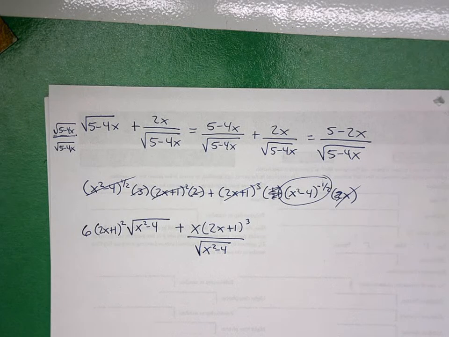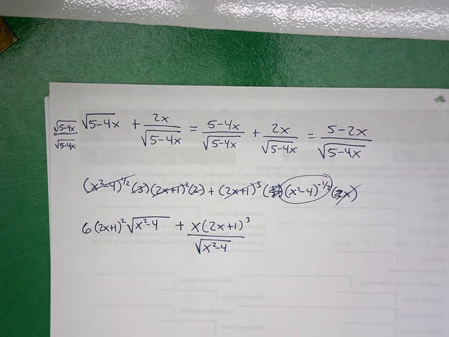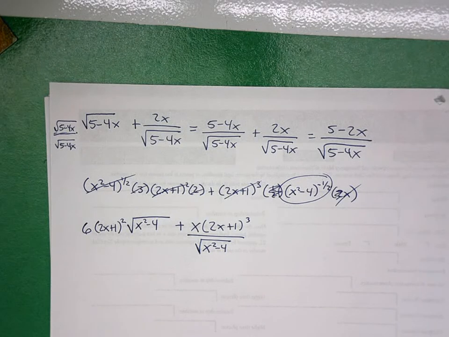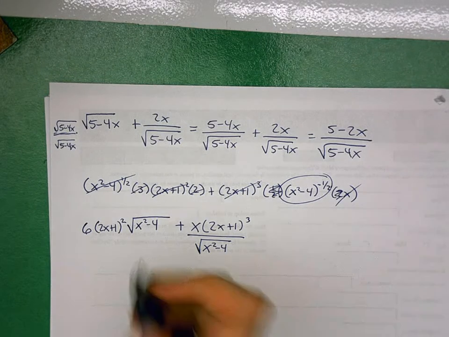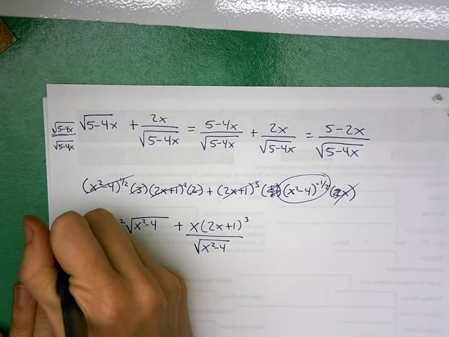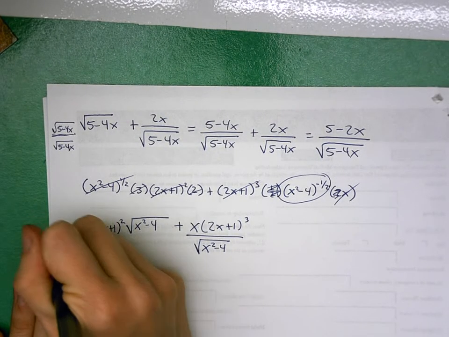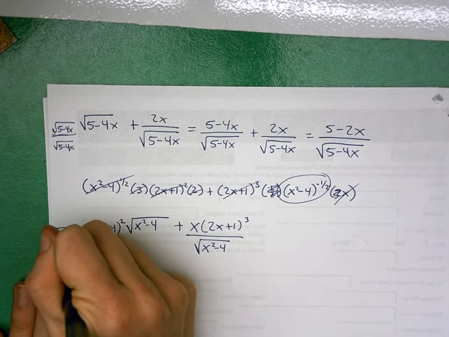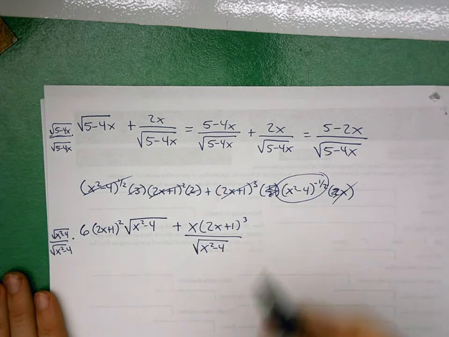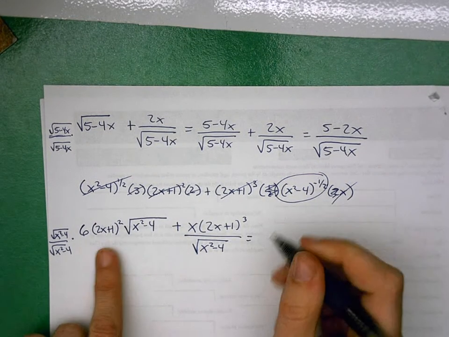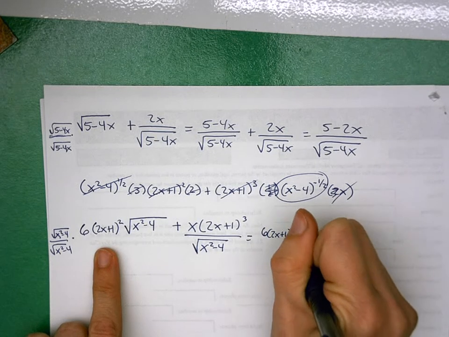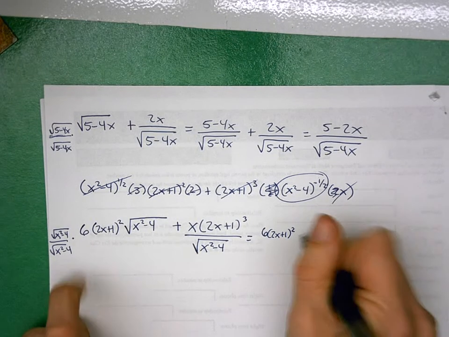Now that we are in this form, we're going to go ahead and find our common denominator. Again, this second term already has the denominator. I'm not touching that second term. What I am going to do is multiply this first term by that denominator, root x squared minus 4 over root x squared minus 4, multiplying it by 1 to keep the equality. And so this first term would turn into 6 times 2x plus 1 squared. The square roots would cancel.